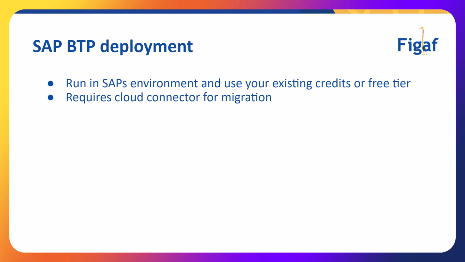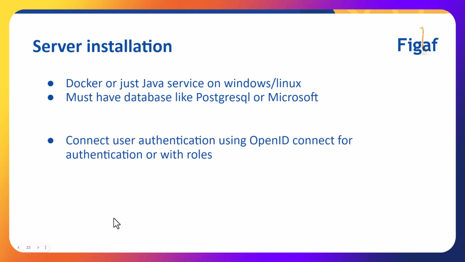BTP is a really good place to go. You can start out with the free tier and try it out. One thing we did find is that you should not be storing too much data in the free tier database because you don't have any backup and it does not have any reliability built into it. So it's okay for evaluations. Once you start using Figaf for real, please use the standard tier because it has rollback and all these things. And yes, it requires Cloud Connector for migration also.